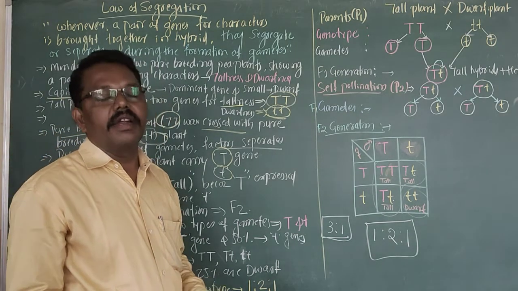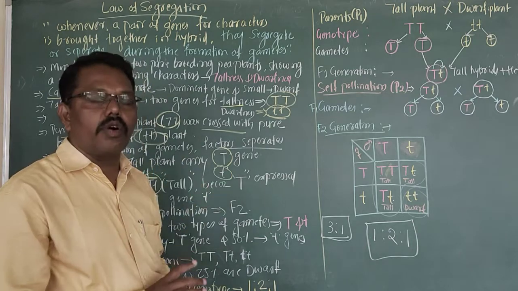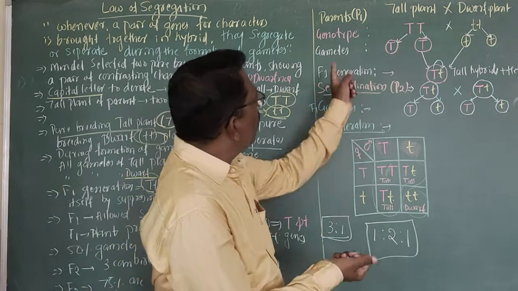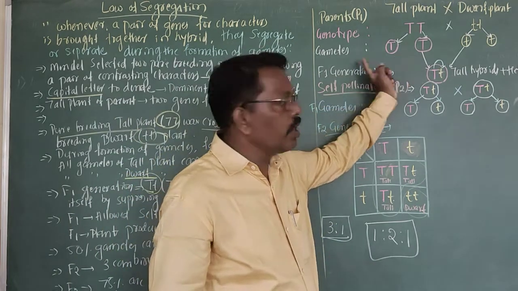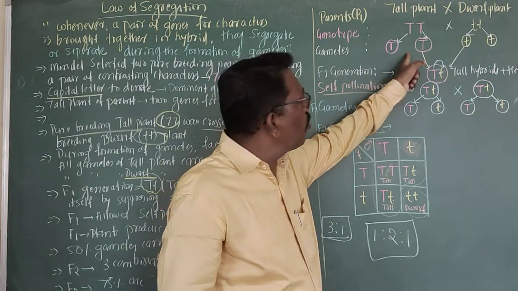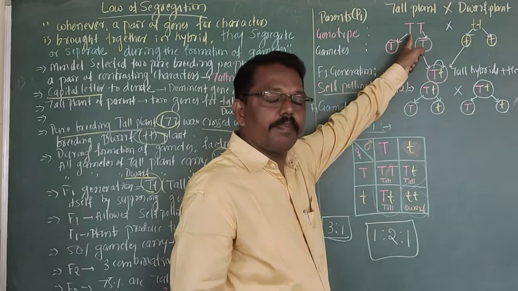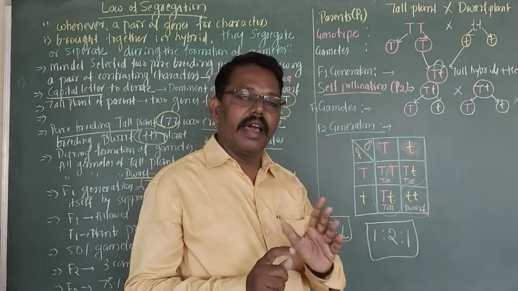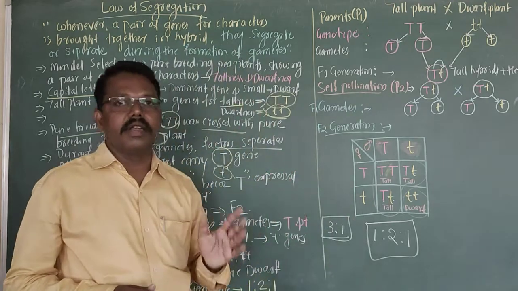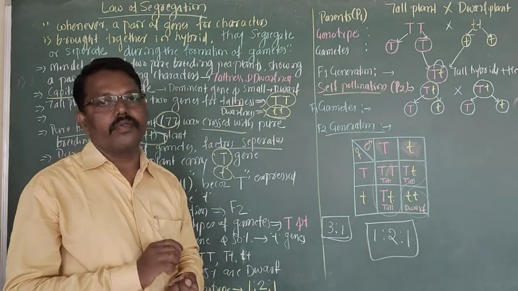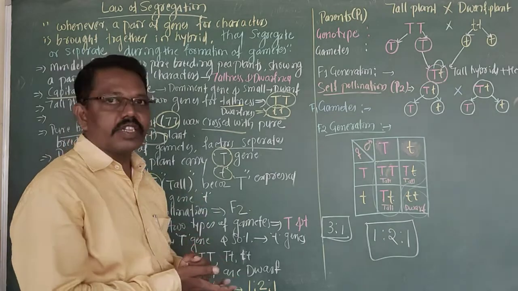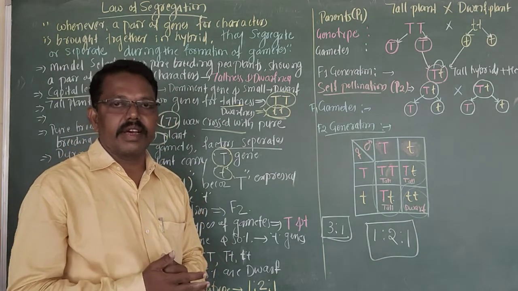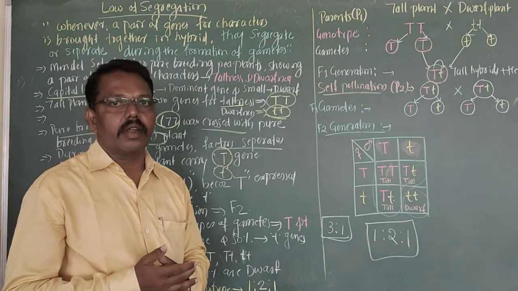That is Mendel's first law, and it is also called the law of purity of gametes, because during formation of the gametes, all the genes of a plant separate or segregate. Hence, this law is called the law of purity of gametes. This is about the first law, or the law of segregation, or law of purity of gametes. In the next class, we will discuss another law. Okay, thank you.